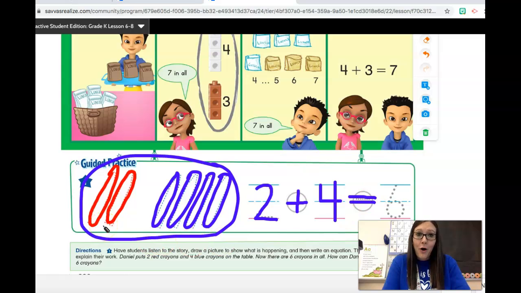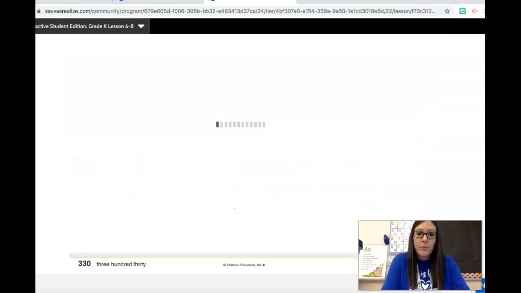Let's count them all to find the total. We could count 1, 2, but we already know that that's 2 crayons, so we can count on starting with 2. 2, 3, 4, 5, 6. There are 6 crayons in all, and we know that because we drew a picture that matches the story. Let's get some more practice together.